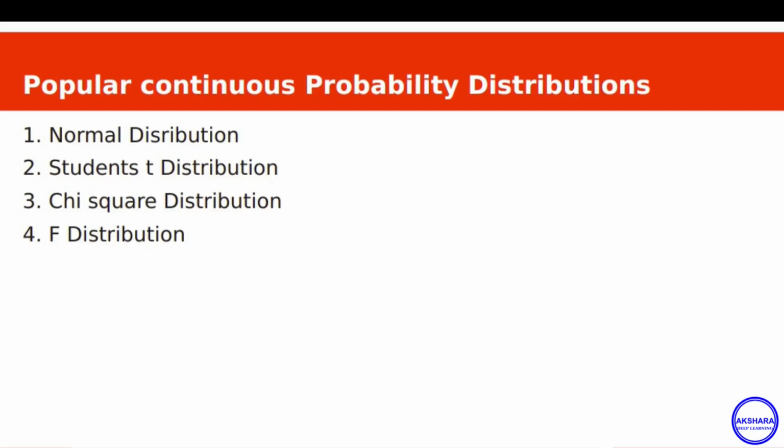Now we will see some popular continuous probability distributions: normal distribution, Student's t distribution, chi-square distribution, and F distribution. Today we are going to discuss this normal distribution.